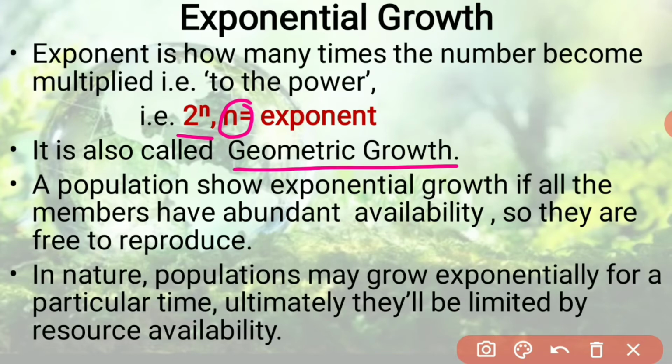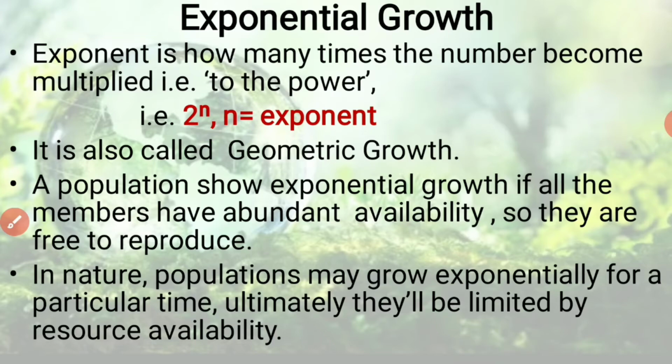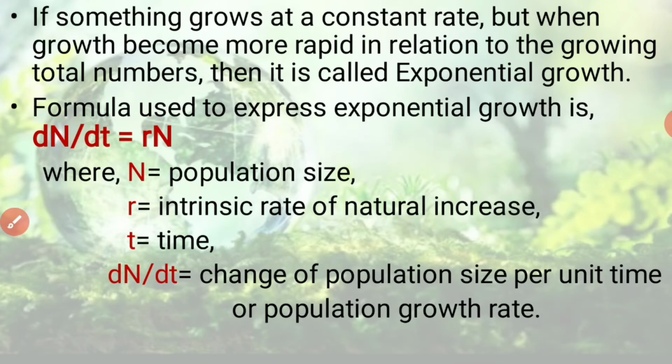A population shows exponential growth if all the members have abundant availability of resources, so they are free to reproduce, because there are not any limitations of any resources, right? But in the real world, a population may grow exponentially for a particular period of time, and ultimately it will be limited by resource availability, right? So for the definition of exponential growth, I can say that if something grows at a constant rate, but when growth becomes more rapid in relation to the growing total numbers, then it is called exponential growth.